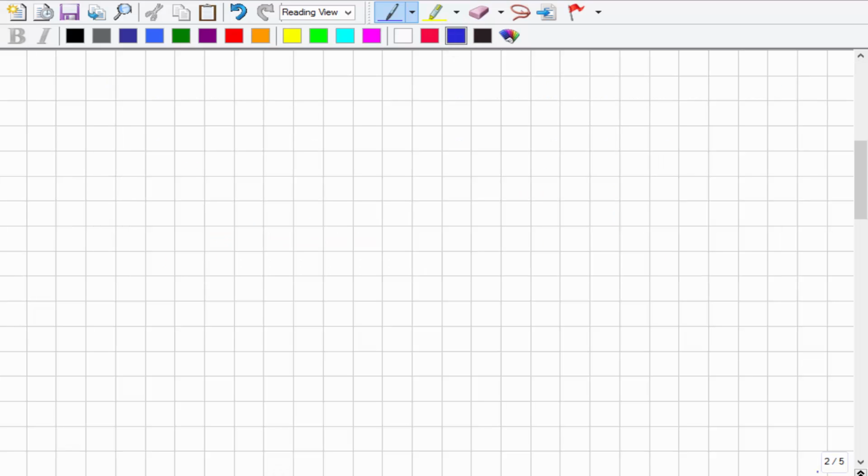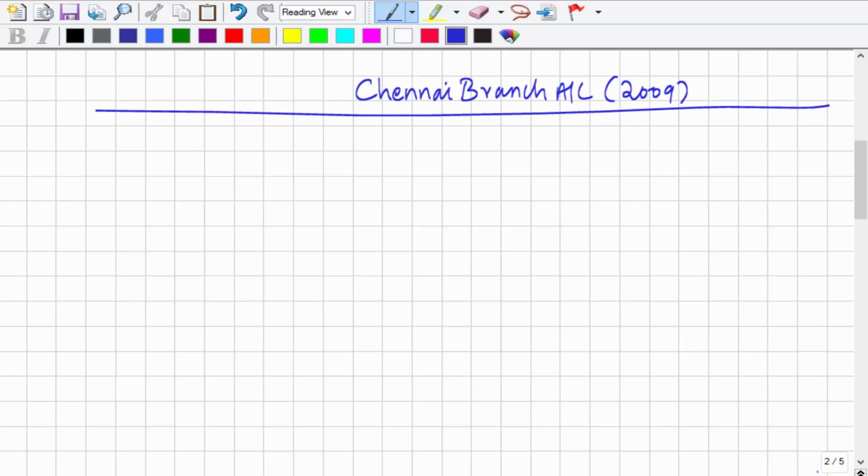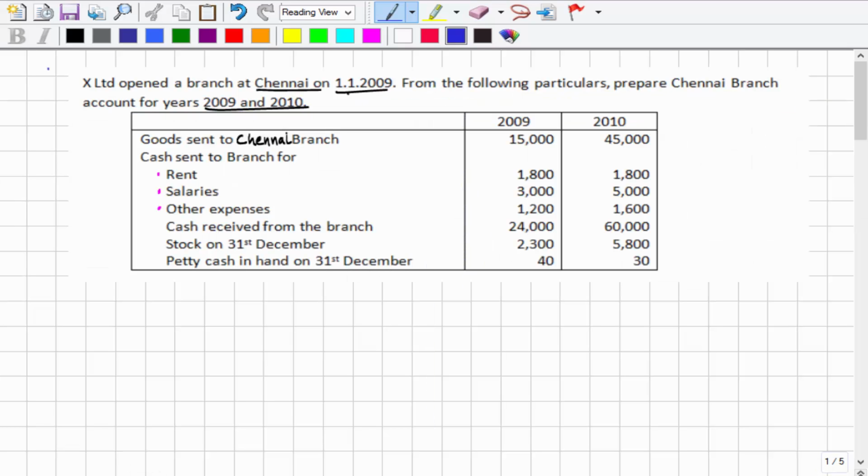Okay, so I'll write here Chennai branch account. It is the Chennai branch account, and we are going to prepare it for the year 2009. Then we'll take it for the year 2010. Okay, so let me draw a line, debit and credit.